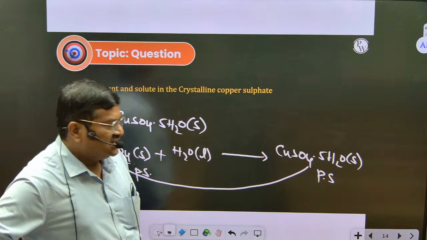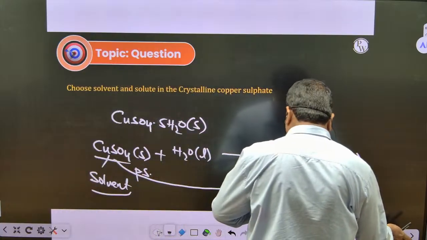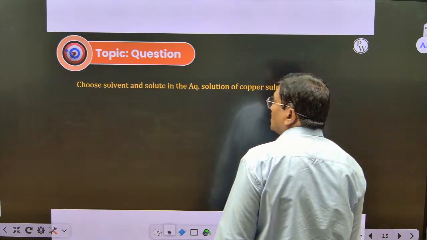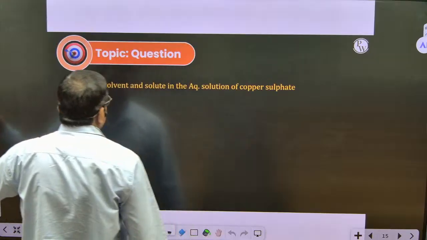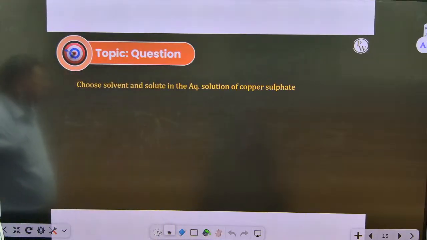Understood, students? Now see next. Now, choose solvent and solute in aqueous solution of copper sulfate. This already we did.